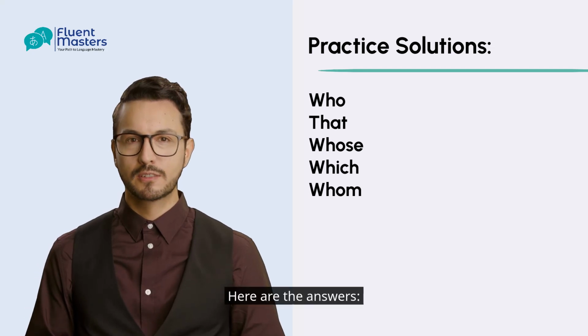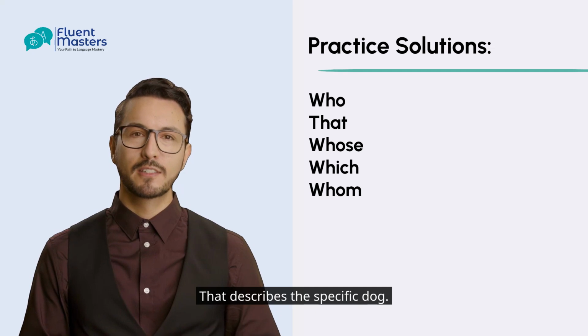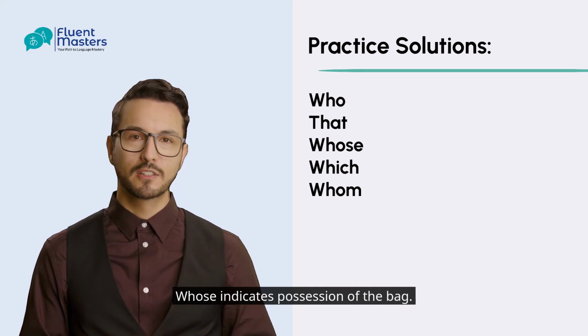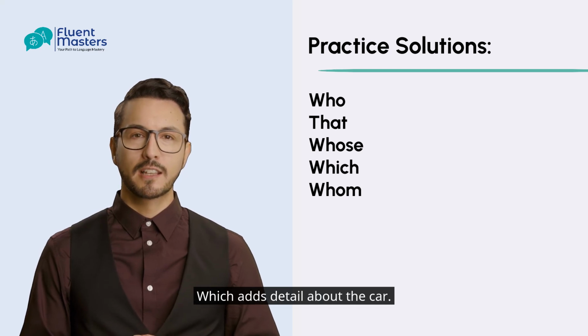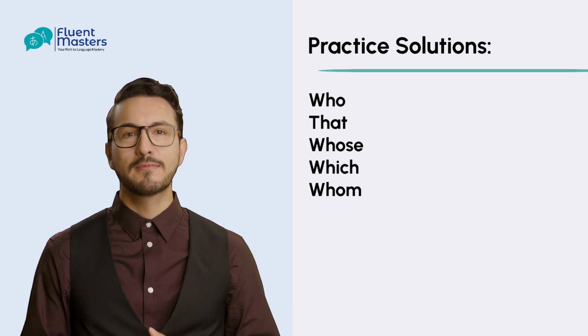Here are the answers. Who connects the clause to describe the boy. That describes the specific dog. Whose indicates possession of the bag, which adds detail about the car. Whom refers to the object of the conversation.